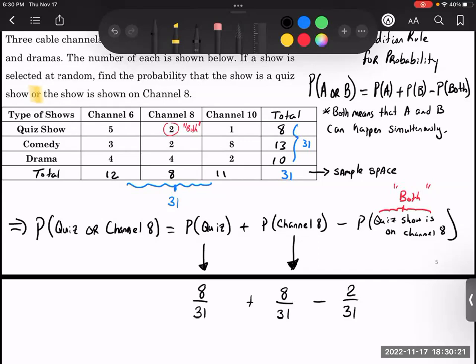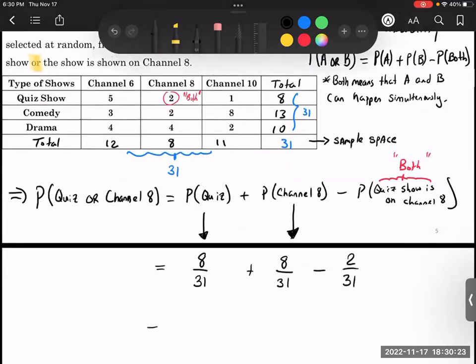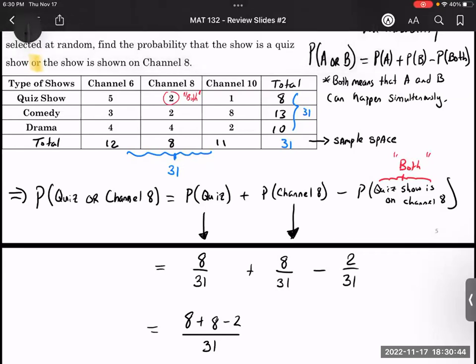The good thing about our fractions, by the way, is look at your denominator. What can you recognize about your denominator? They're all the same. So all you have to do is worry about adding or subtracting the top number. So if you add the top numbers, 8 plus 8 minus 2, all you gotta do is divide it by the 31. You leave the 31 alone. So what is 8 plus 8 minus 2 going to be? This is going to be 14, and you divide it by 31.